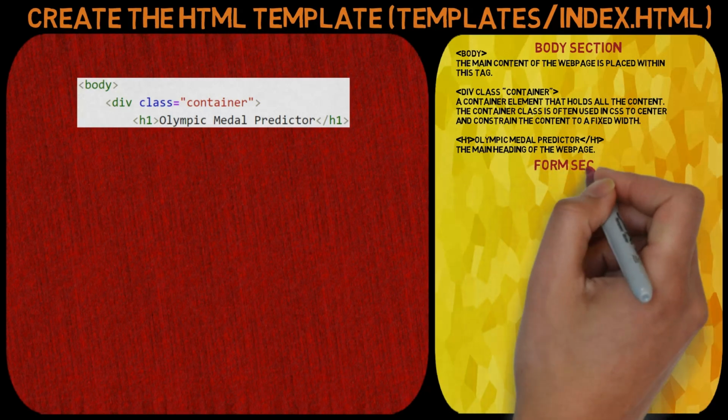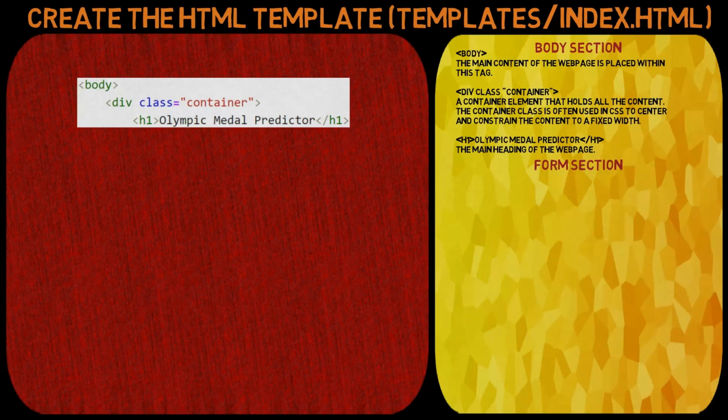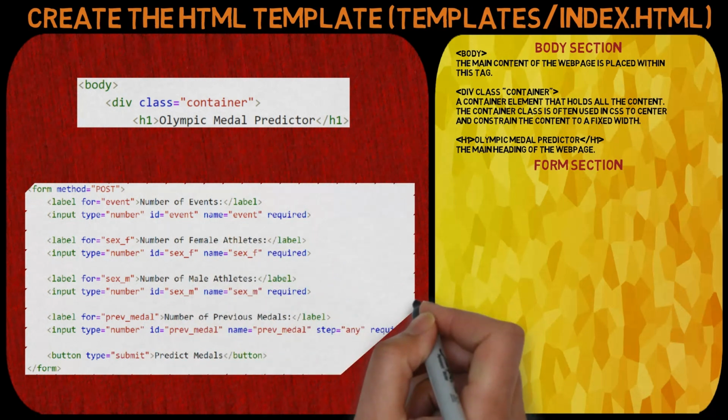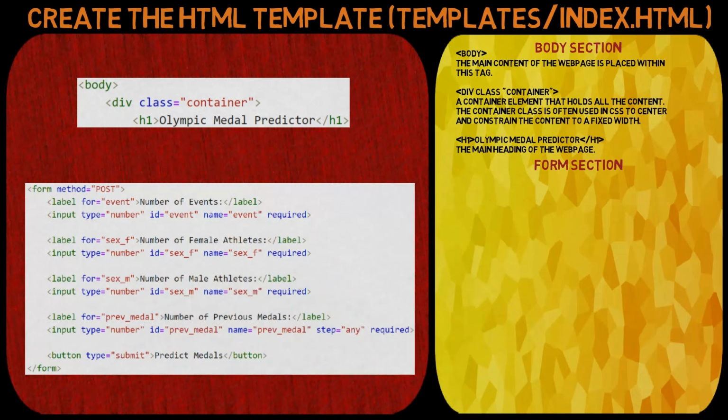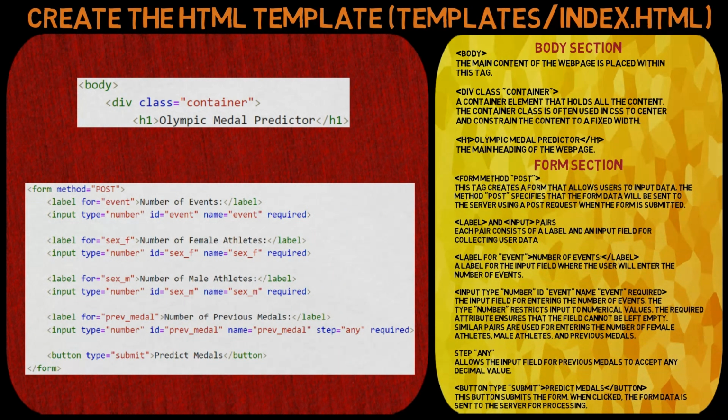Form section. Next, we create the form. This code creates a form that allows users to input data. The method="post" specifies that the form data will be sent to the server using a POST request when the form is submitted. Label and input pairs are used to collect user data. For example, "Number of events" is a label for the input field where the user will enter the number of events. Similar pairs are used for entering the number of female athletes, male athletes, and previous medals.